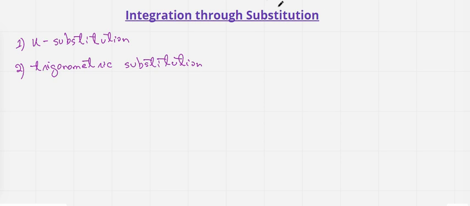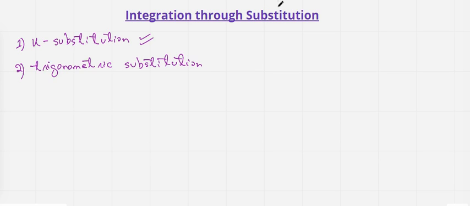So here you can see from the heading it's quite clear that we are going to understand in this video the integration through substitution process. There are two types of substitution: u-substitution and trigonometric substitution. In this video we are going to focus on the first type, that is u-substitution.